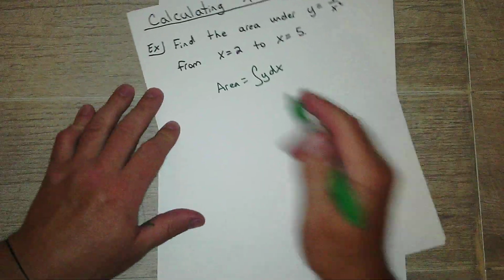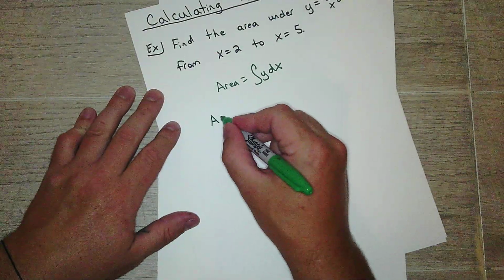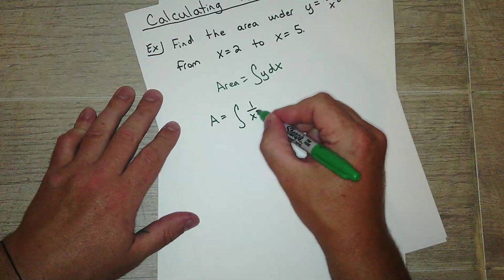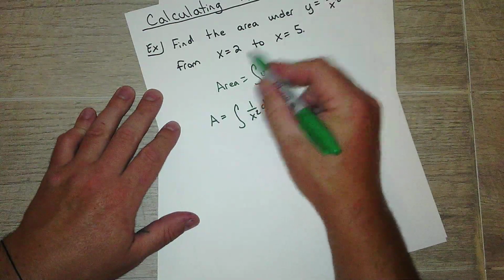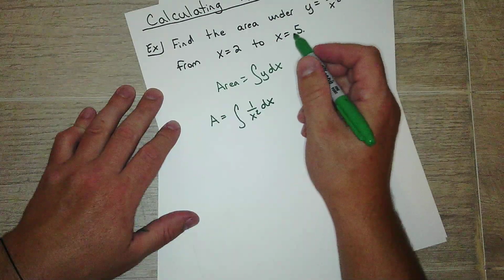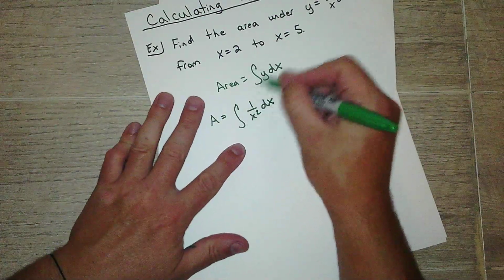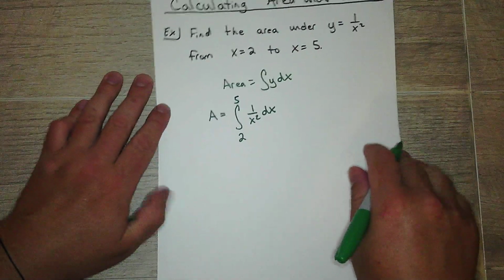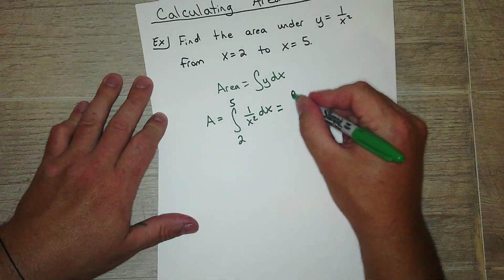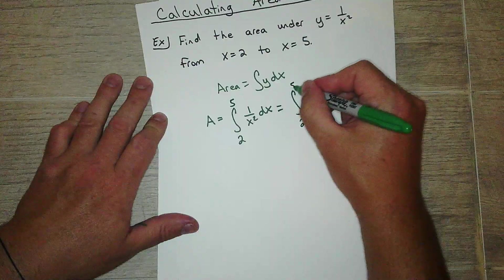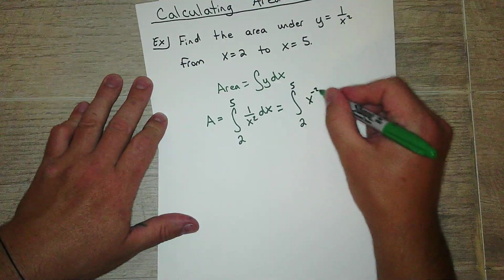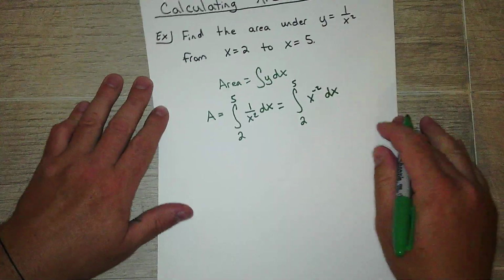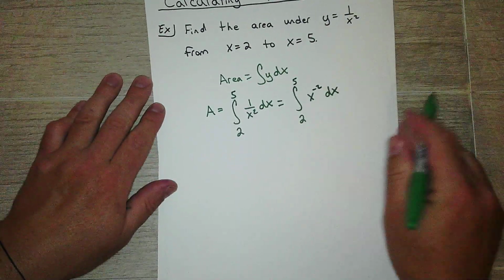So area under the curve then is the integral of 1 over x squared dx. Now do you remember where we put these 2 and 5? 2 goes down here and the 5 goes up here. Okay, so it looks like that. Now before I can really integrate, I'm going to rewrite this as x to the negative 2.